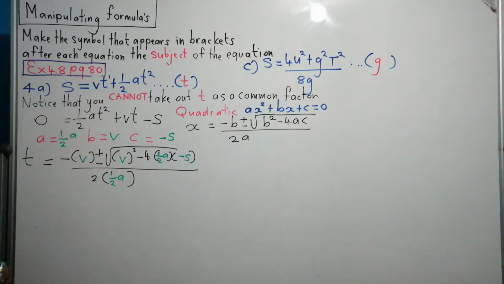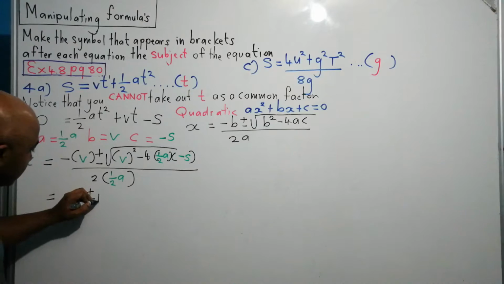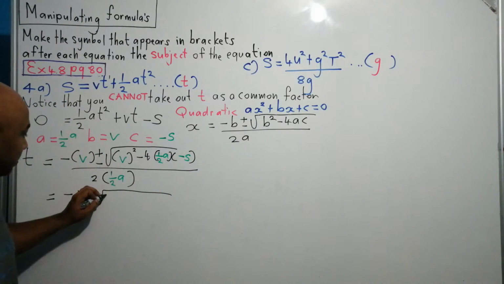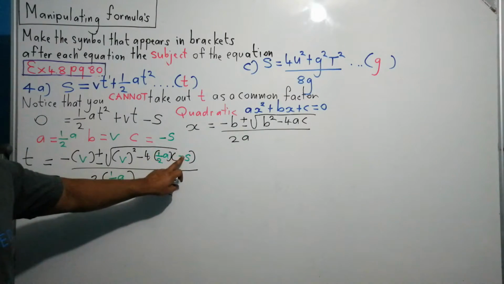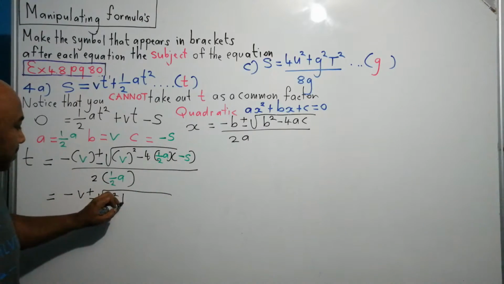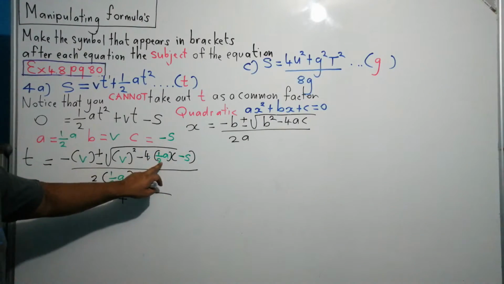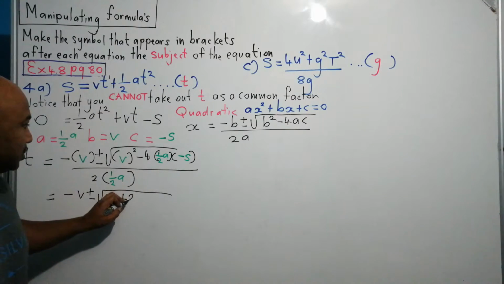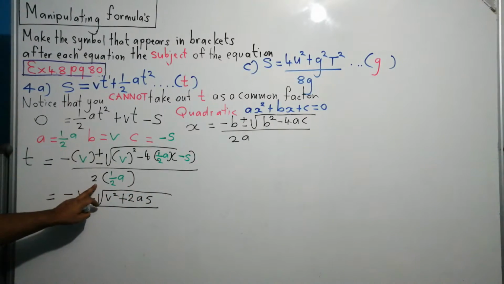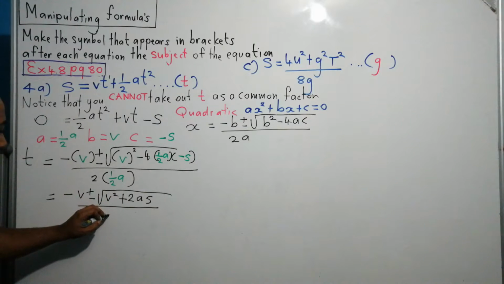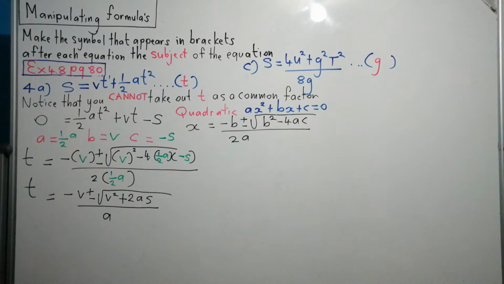Okay, so now let's simplify it, and it will be minus V plus or minus the square root of, so this is going to be V squared. Notice here I got a negative times, this is positive, times a negative. So negative times negative will be a positive. 4 divided by 2, that will be 2, so that will be plus 2AS there. Okay, all divided by 2 times 1 over 2, 2 and 2 cancel, you just end up with A. So is there anything more that we can do there? No. So t is the subject of the formula.